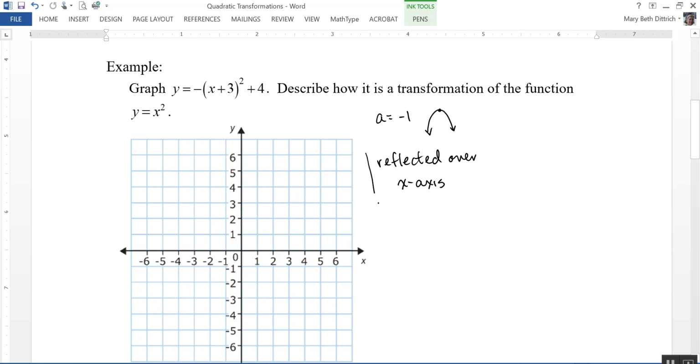Okay, I also notice that h is equal to negative 3. Now be careful, it looks like h is going to be 3, but remember that the formula is x minus h. H is whatever value is being subtracted from x. So this is the same as x minus a negative 3. So the value of h is actually negative 3, which means the graph is going to be translated 3 units left.